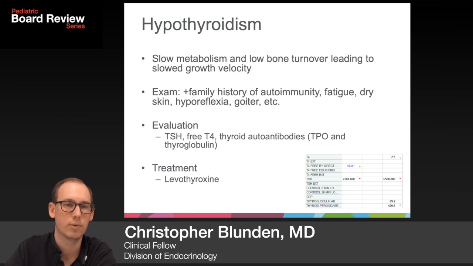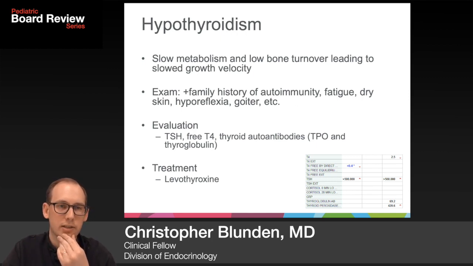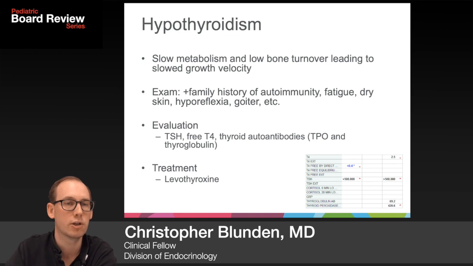Hypothyroidism is another consideration with a poor growth velocity or short stature, and the reason for the poor growth velocity in this condition is because of slow metabolism and low bone turnover. The exam may be remarkable for a family history of autoimmunity, as Hashimoto's, or autoimmune chronic lymphocytic thyroiditis, is the most common cause of hypothyroidism in the United States. They may have fatigue, dry skin, hyperreflexia, goiter, or other symptoms of low metabolism. The evaluation should be, again, thyroid function tests and thyroid autoantibodies, and treatment with levothyroxine as thyroid hormone replacement.